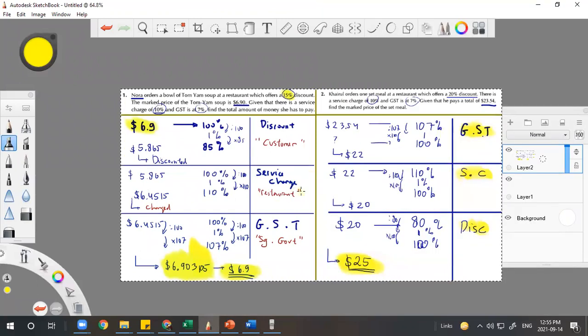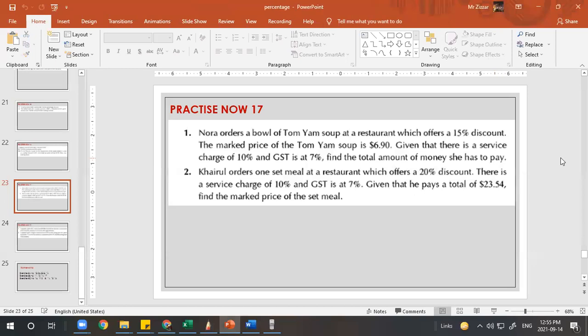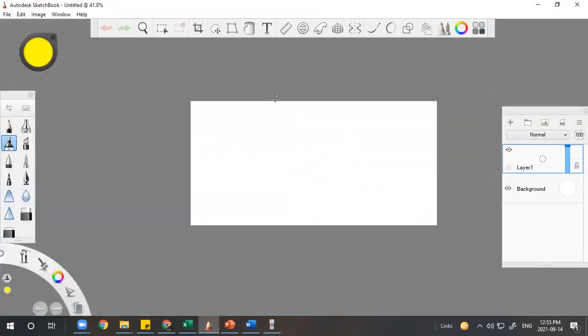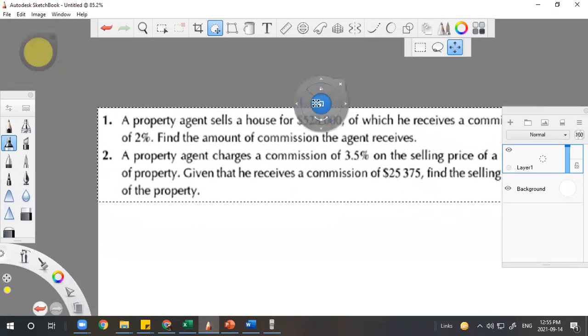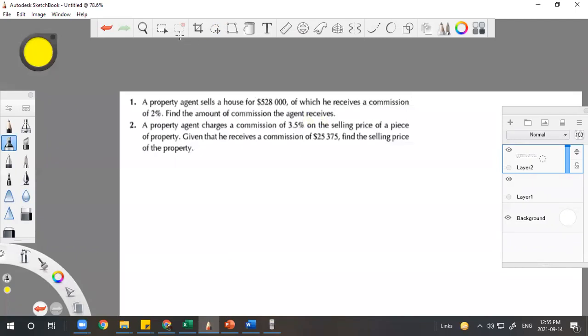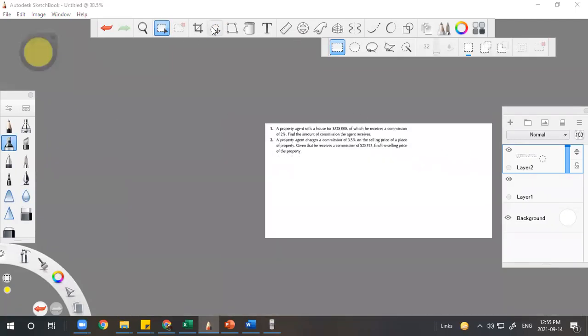Next. I think we have one more. Yay, done. After this, finish the homework. And you can do the homework for 8C. See, in about 1 hour, right? I think I need to do this. So let's see. Wait.